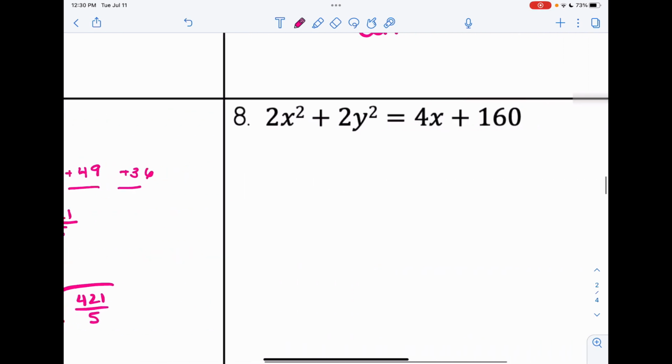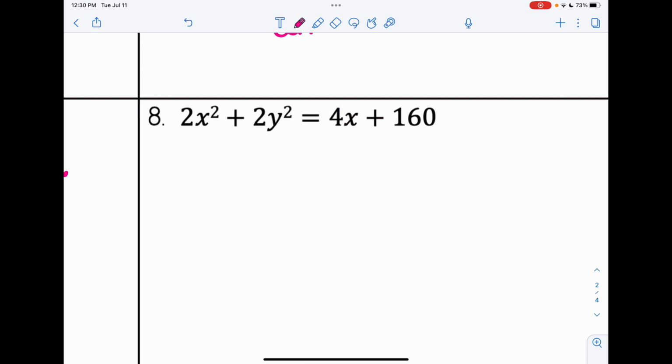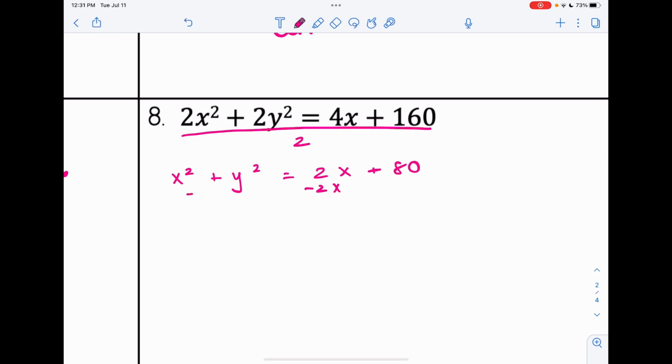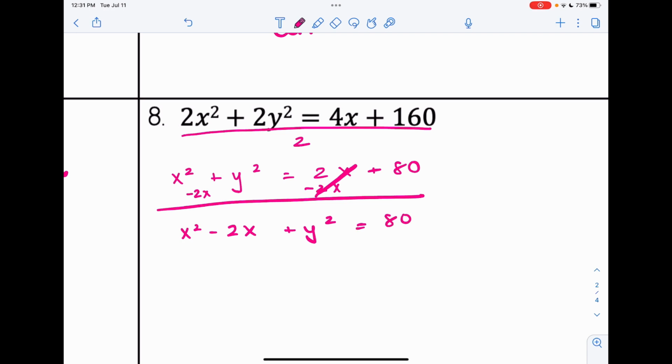All right, our last question here. This looks like another one where we have a coefficient. So I'm going to start by dividing everything by 2. We need the coefficients of x squared and y squared to just be 1. And I'm going to rewrite a little. I'm going to move the 2x over to the other side. And now I can see this is set up the way I would like it.